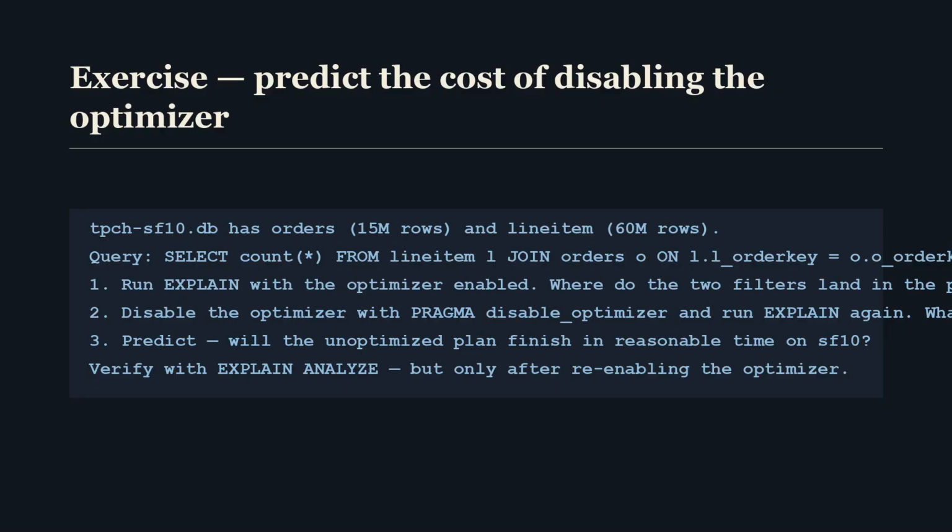Your turn. Same join you saw in the walkthrough. Line item joined to orders. Filtered by return flag equals R and order date after January 1995. First, run explain with the optimizer enabled. Note where the 2 filters land in the plan. Then disable the optimizer and explain again. What changed in the plan tree? Finally predict, will the unoptimized plan still finish in reasonable time on scale factor 10? The exercise file walks through the full prediction. Re-enable the optimizer before running anything with explain analyze.